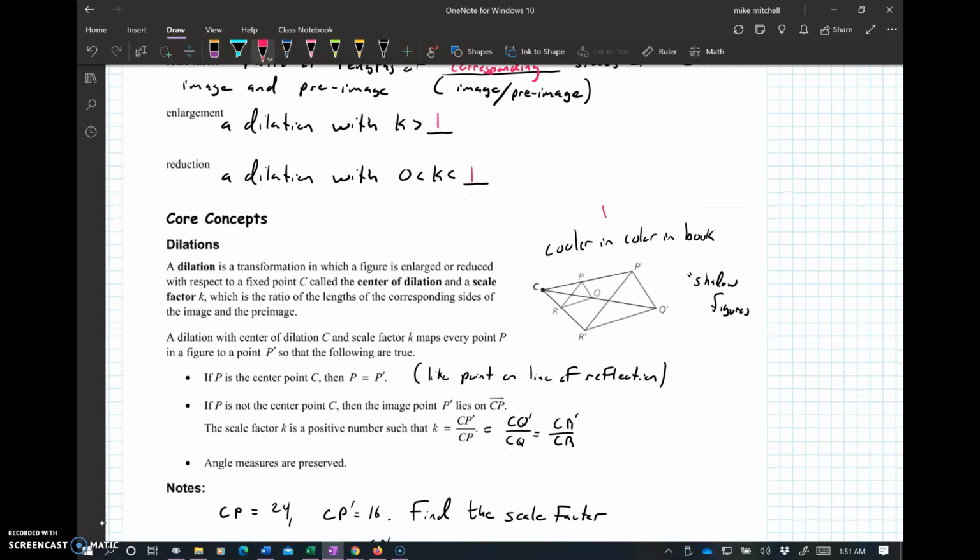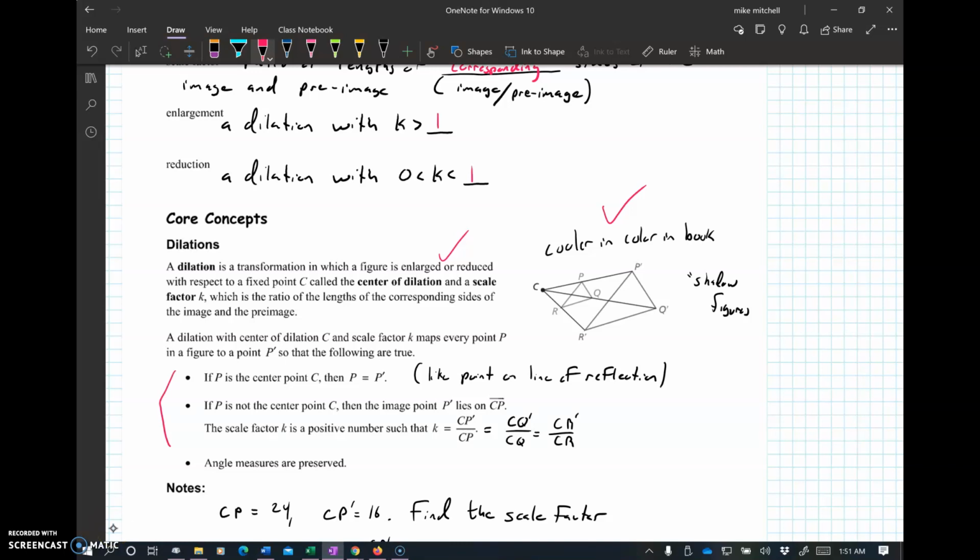This picture looks cooler in the book. You may see me do some cooler stuff with it later. Again, they're just going through the definition here. Fixed, enlarged or reduced, fixed point called the center of dilation. We just went through all that up above. This is where they get a lot of that information. Our center is usually going to be the origin. This gets a little confusing as always here.